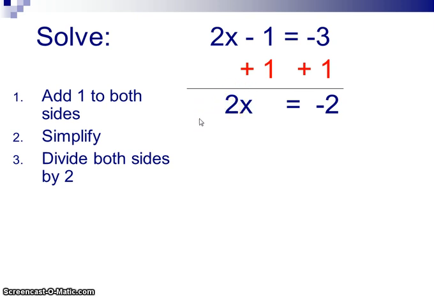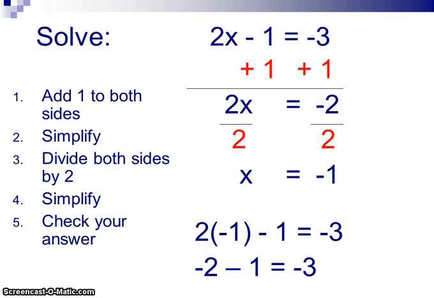So in this case, 2x equals negative 2. We're going to divide by 2 because we want to get rid of this 2. So then we're left with x equals negative 1. And again, if you want to check your answer, you can go ahead and do that.